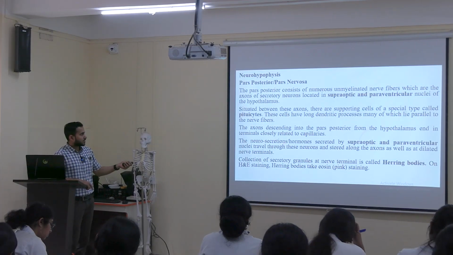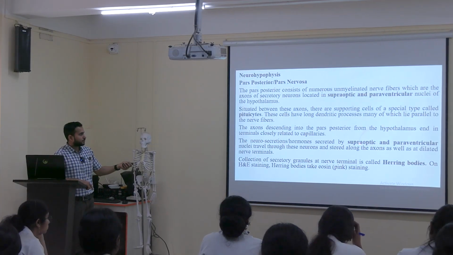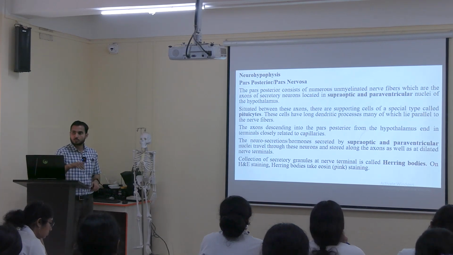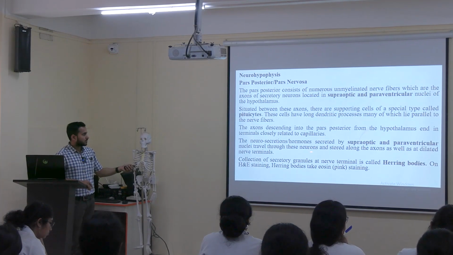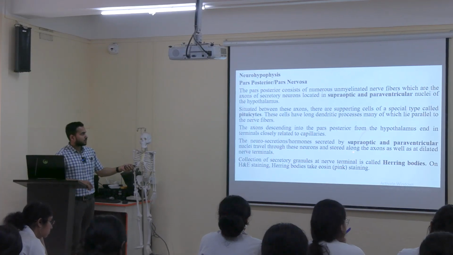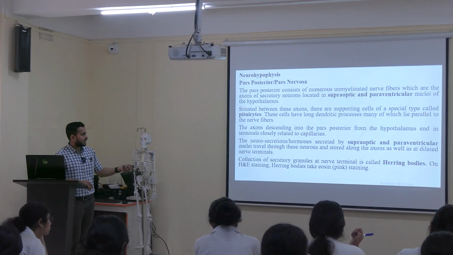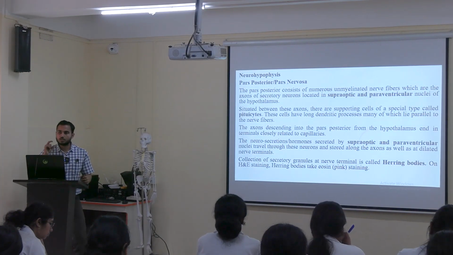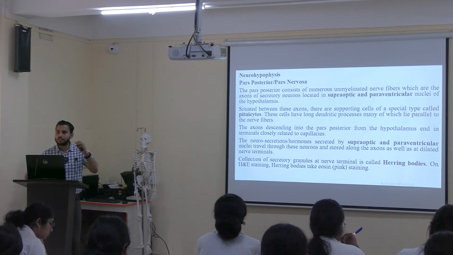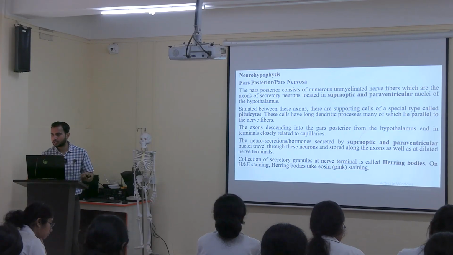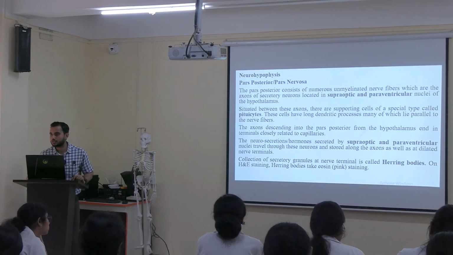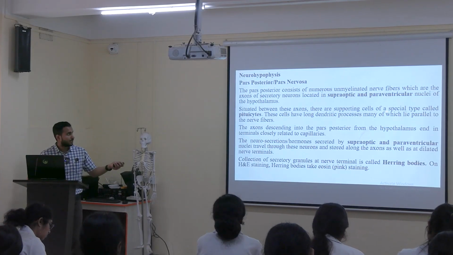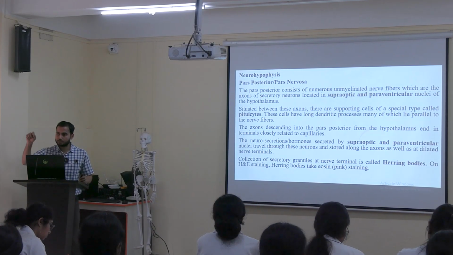Now the neurosecretions, or the hormones secreted by the supraoptic and paraventricular nuclei, how will they go to the pars posterior? They will travel through these neurons and are stored along the axons as well as in dilated nerve terminals. So the nerve terminals are the ends of the nerve fibers coming from the hypothalamus. From which nuclei of the hypothalamus? Supraoptic and paraventricular nuclei of the hypothalamus.